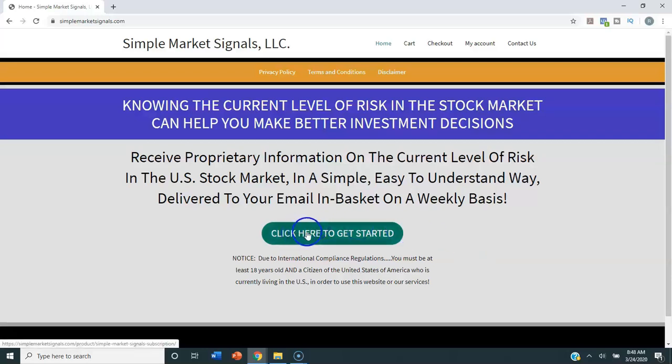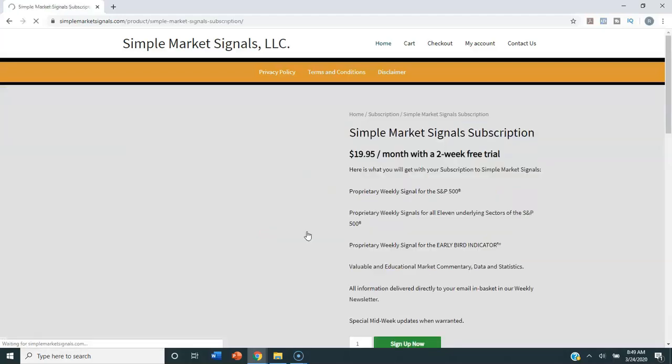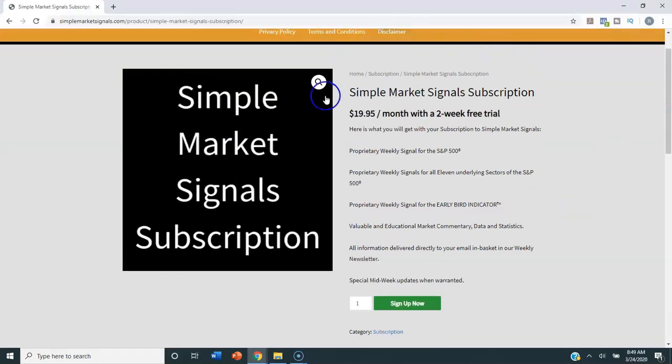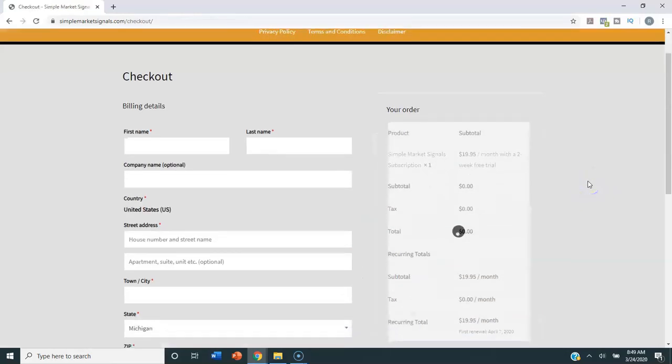All right, so to get started, all you have to do is click this green button, and that will take you to the product page. And this explains, of course, what you get with your subscription. And then just make sure that that says 1, because if there's more than 1 in there, if you have a 2 or a 3, you'll get multiple subscriptions to the service and you only need 1. Click the Sign Up Now button, and that will take you to the checkout page.